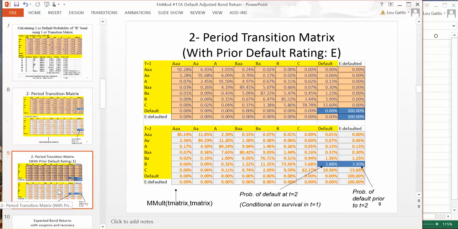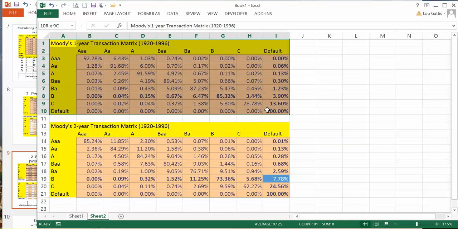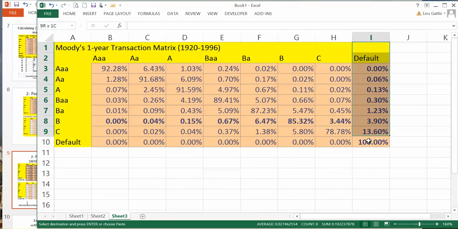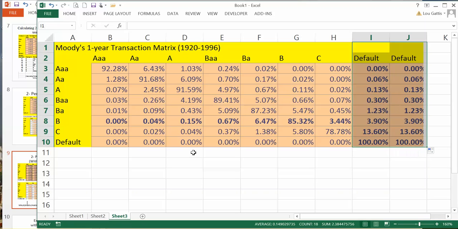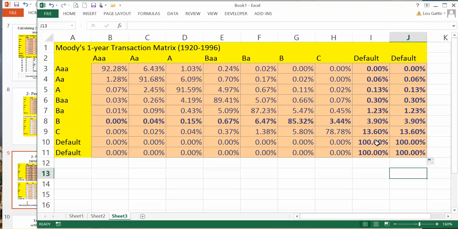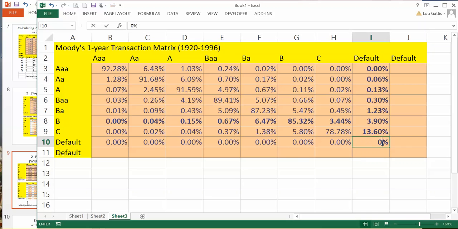Now I'm going to do something a little bit strange here. I'm going to take our initial matrix, copy it, and put it in another worksheet again. I'm going to add a column and a row to it, so let me add this, and let me add this. Let me delete, and let me put 0 here. Let me put zeros everywhere else.